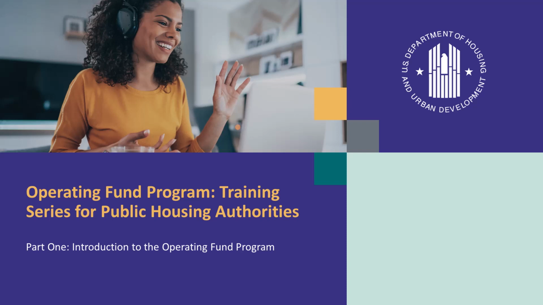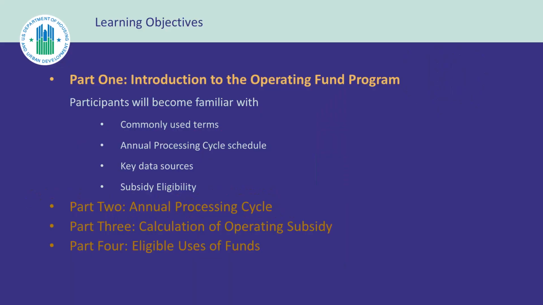This video is part one of a four-part series on HUD's Public Housing Operating Fund. Part one is an introduction to the Operating Subsidy Annual Processing Cycle. This video will provide an overview of commonly used terms related to operating subsidy and a description of the annual processing cycle schedule, data sources, and what makes a unit eligible for subsidy.